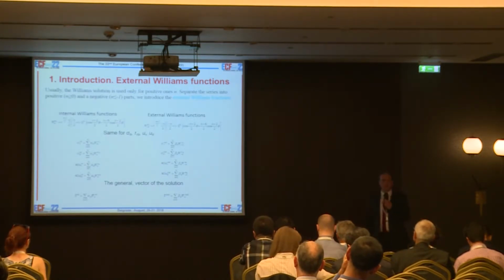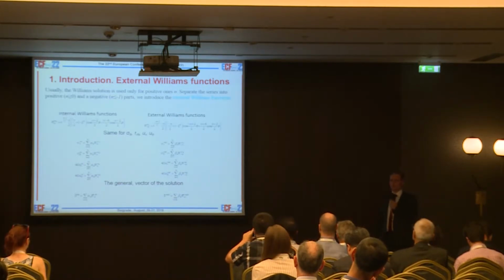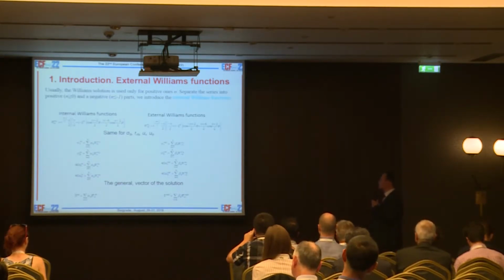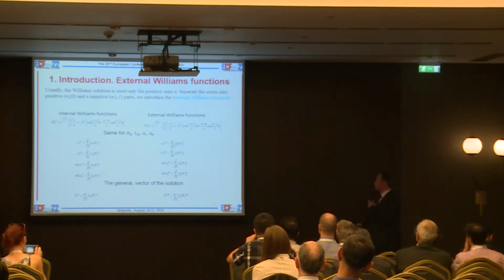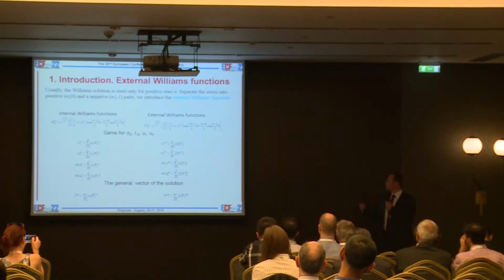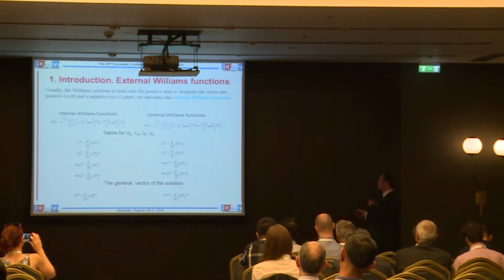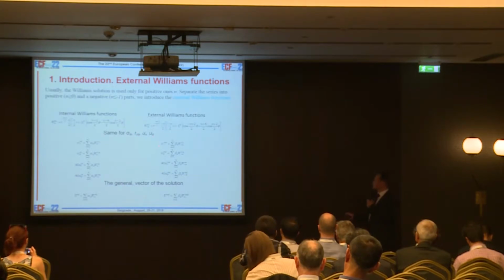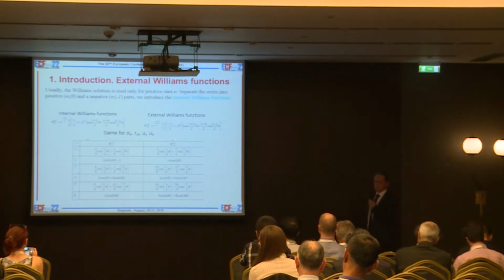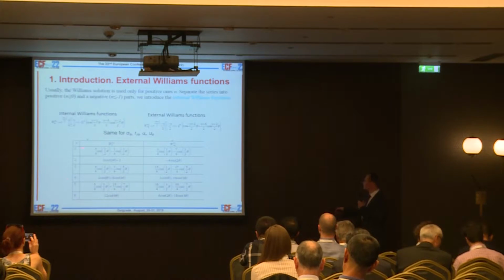Usually, these functions are written only for positive values of n, and we call them the internal Williams functions. And for the negative values of n, that is the idea of our work: we introduce the external Williams functions. As you can see, here is the internal, here is the external. They are symmetric. The only difference is the value of n. The same will be for other stresses, shear and displacements. And here are several examples for first values of n.